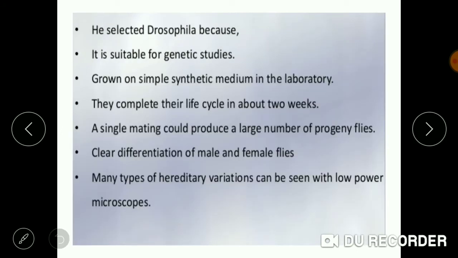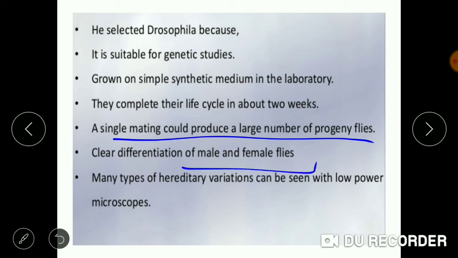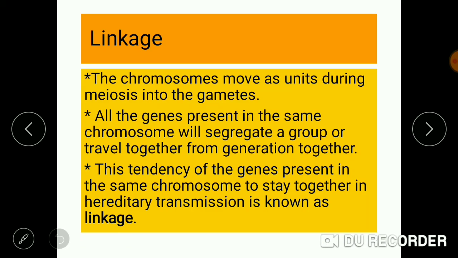Why did he select Drosophila only? The reason is that it is suitable for genetic studies. It is grown on simple synthetic medium in the laboratory, and it completes its life cycle in about 2 weeks. A single mating could produce a large number of progeny flies. Clear differentiation of male and female flies can be done, as we have seen. Many types of hereditary variations can be seen with low power microscopes.